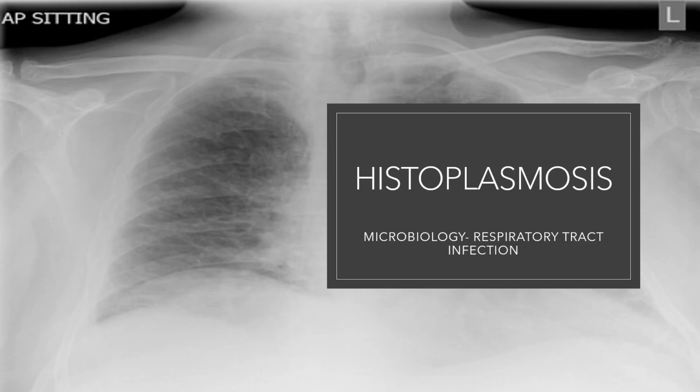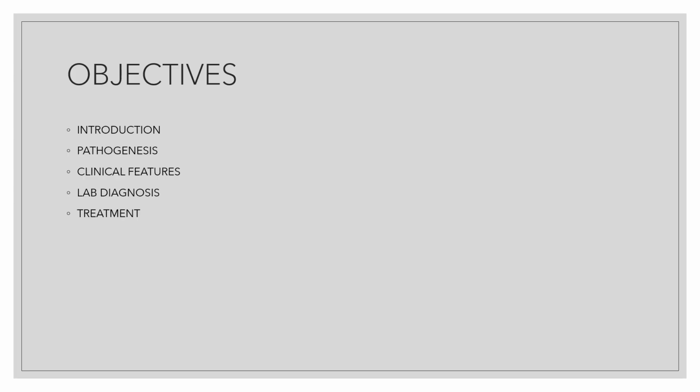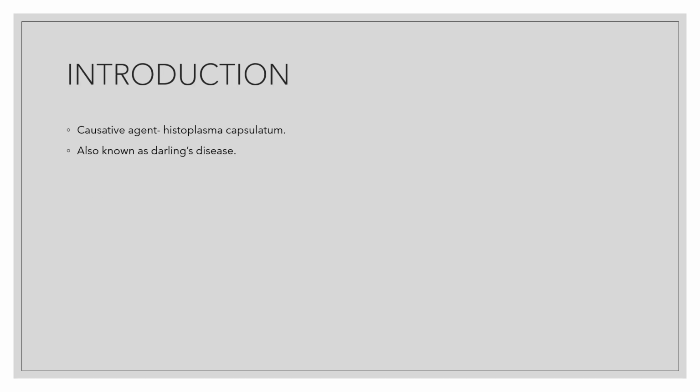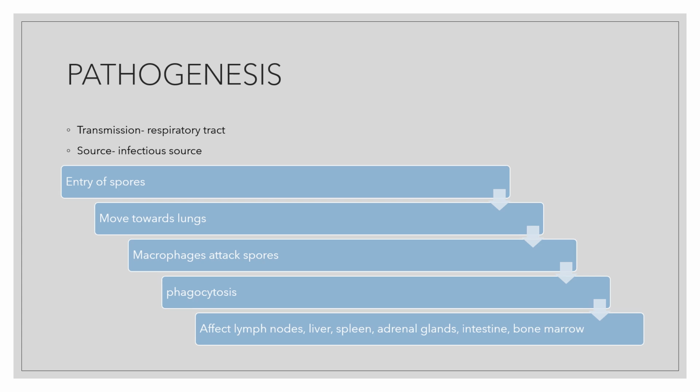The topic that we're going to deal with today is histoplasmosis from microbiology, respiratory tract infection. So we'll be dealing with the introduction, the pathogenesis, clinical features, lab diagnosis and treatment. So what is histoplasmosis? It is also known as Darling's disease. Its causative agent is Histoplasma capsulatum. The transmission of this disease occurs via the respiratory tract and the source is infected spores.